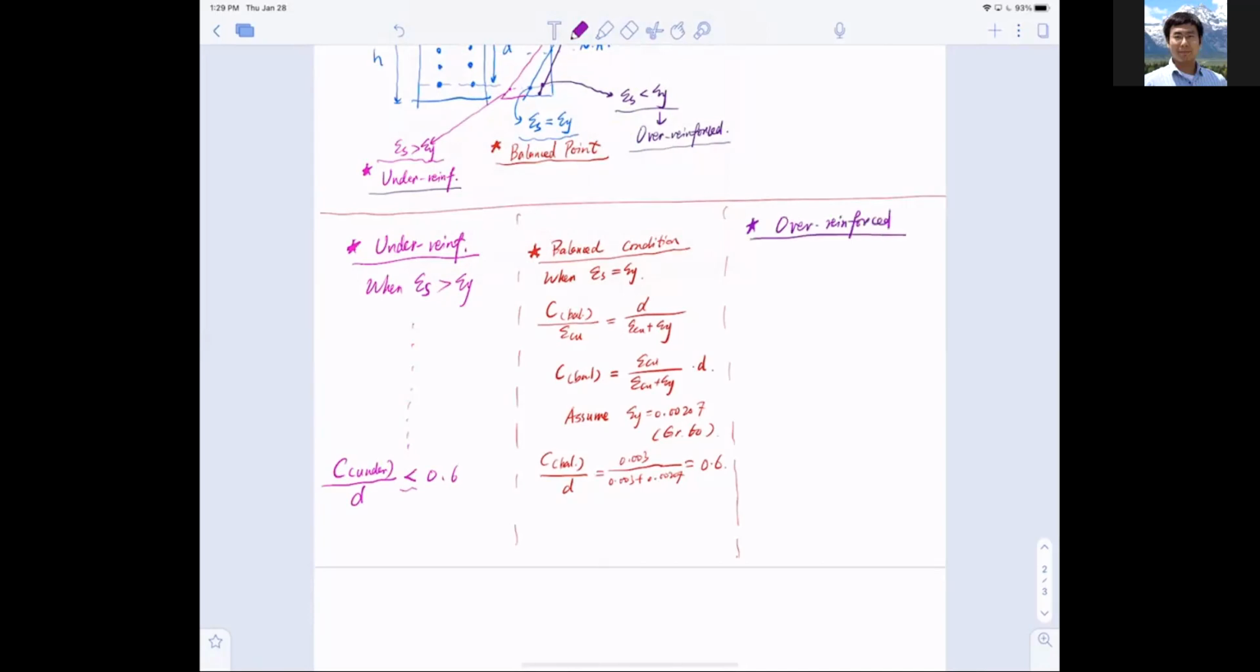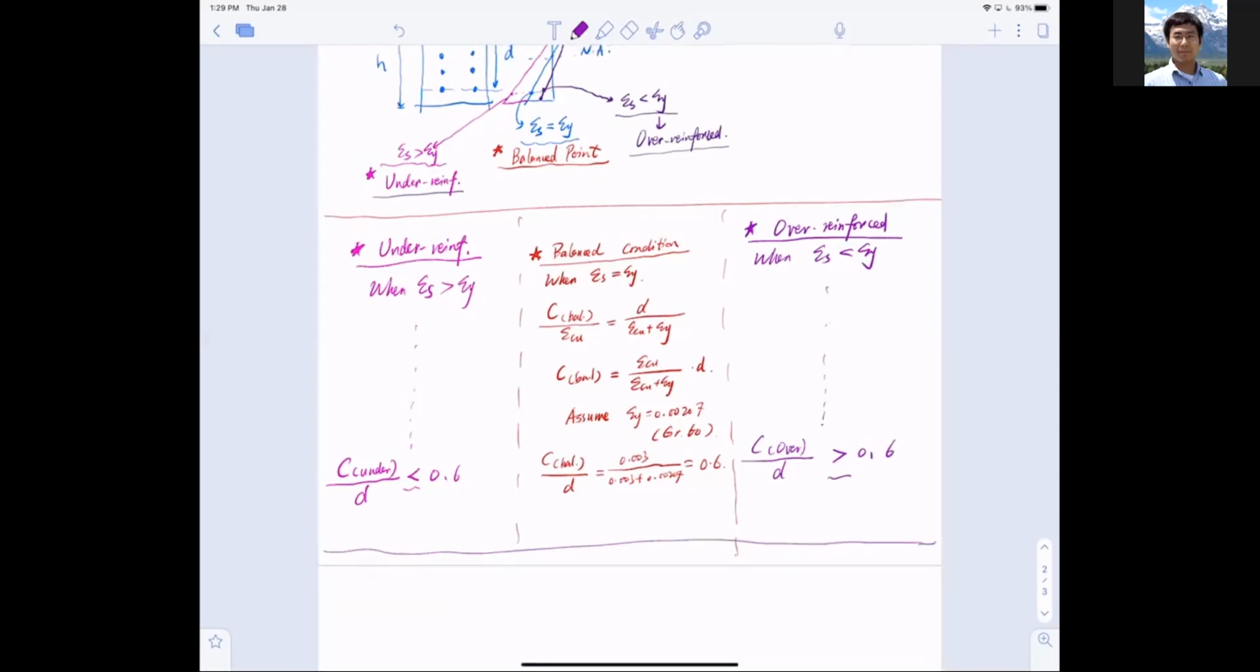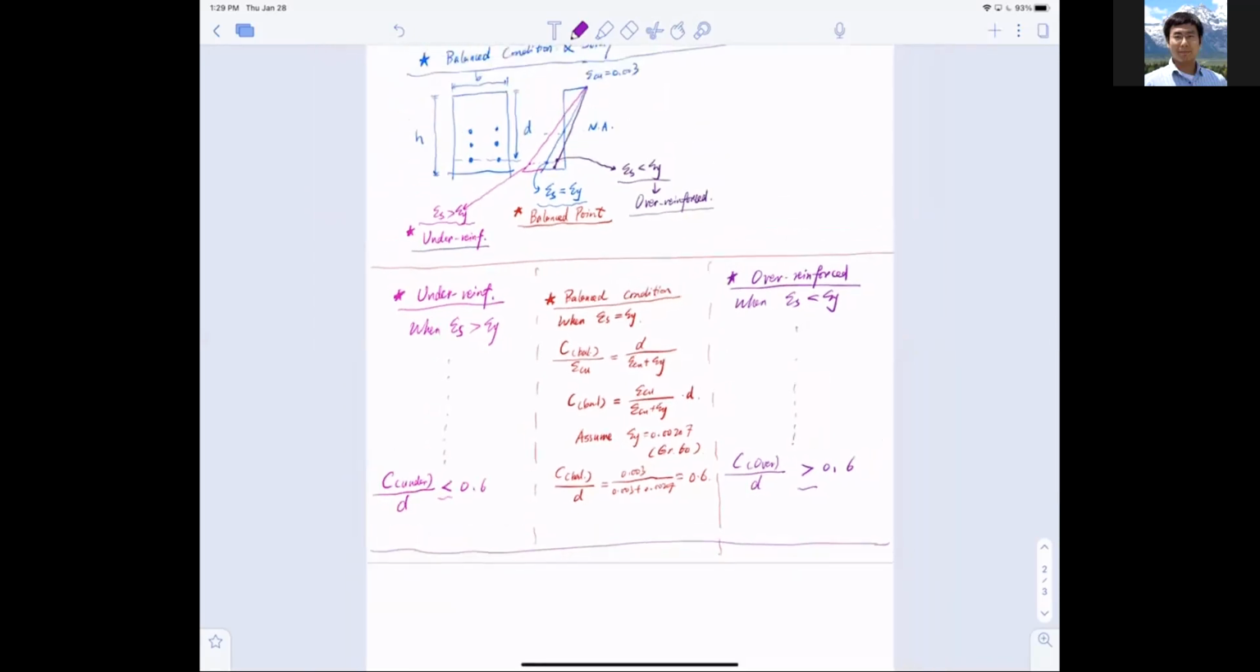condition. And when that happens, this is when the strain of steel is smaller than epsilon y, meaning it's not yielded. And all the way back here, the compressive zone divided by d should be bigger than 0.6. All right, so there you go. That is the three corresponding conditions, and how it was decided. It's all coming down to the strain in the last layer of reinforcement.